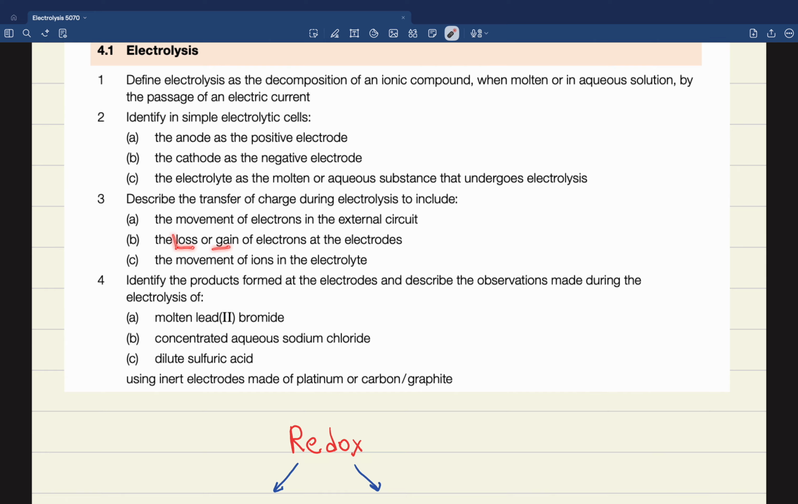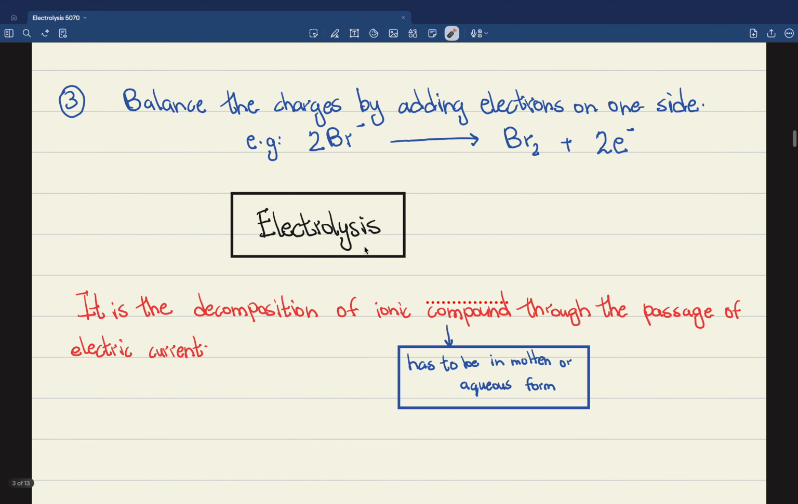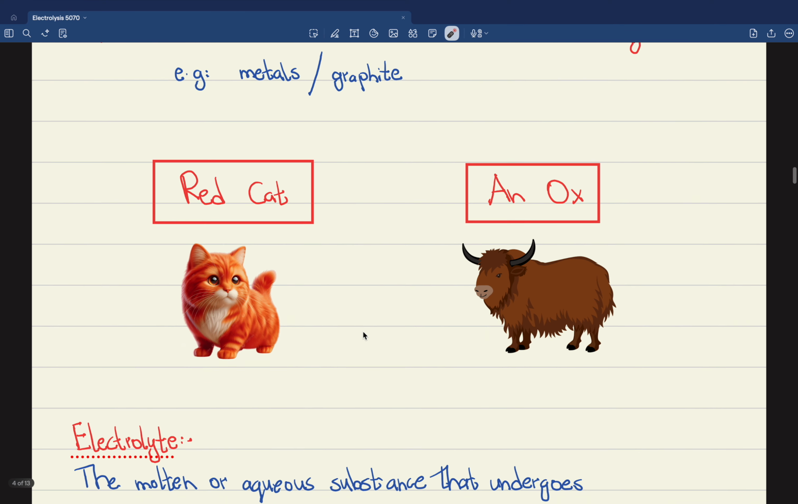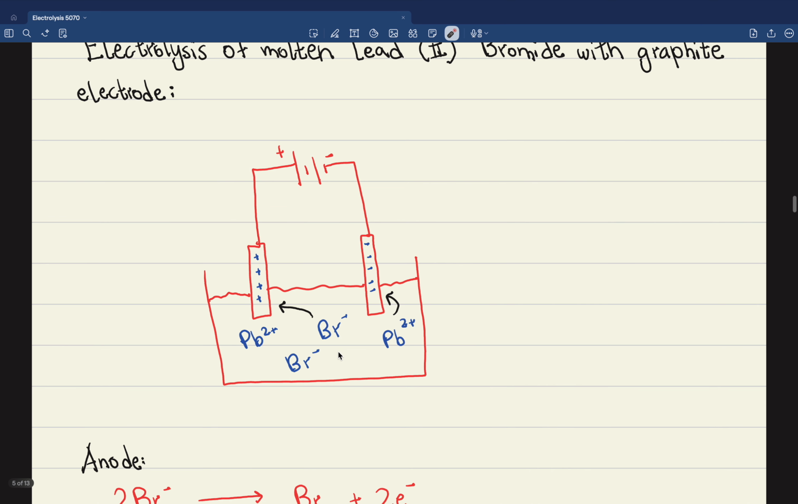Loss of electrons is oxidation, gain of electrons is reduction. Both of these processes happen at the anode and cathode, as we saw when we made the equations. And movement of ions in the electrolyte, that's something you should know. This electrolyte, this liquid part right here, only ions move inside it, right? Electrons do not move in this liquid part, right? Electrons move through the external circuit from one electrode to the other, right? But inside the electrolyte we don't have electrons, we have ions.